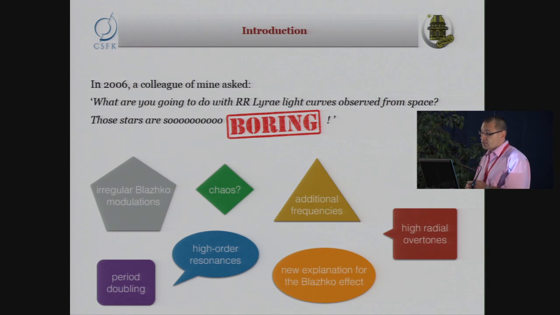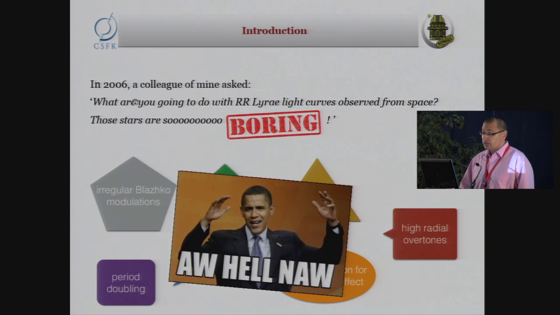And indeed, during this space photometry revolution, many new things were discovered and published connected to RR Lyrae stars, from high-order resonances and high-order overtones, additional frequencies, and period doubling, even chaos, irregular modulations, and even a new explanation for the mysterious century-old Blazhko effect, Blazhko problem. So today, I could answer differently, and of course, these are not boring stars. They are really interesting, and I hope that by the end of my talk, you will be all convinced that these are very interesting objects.